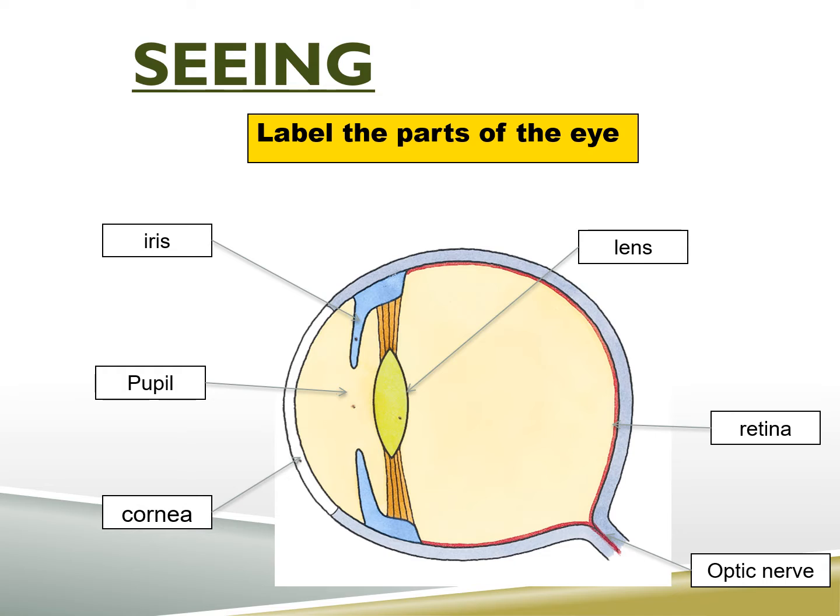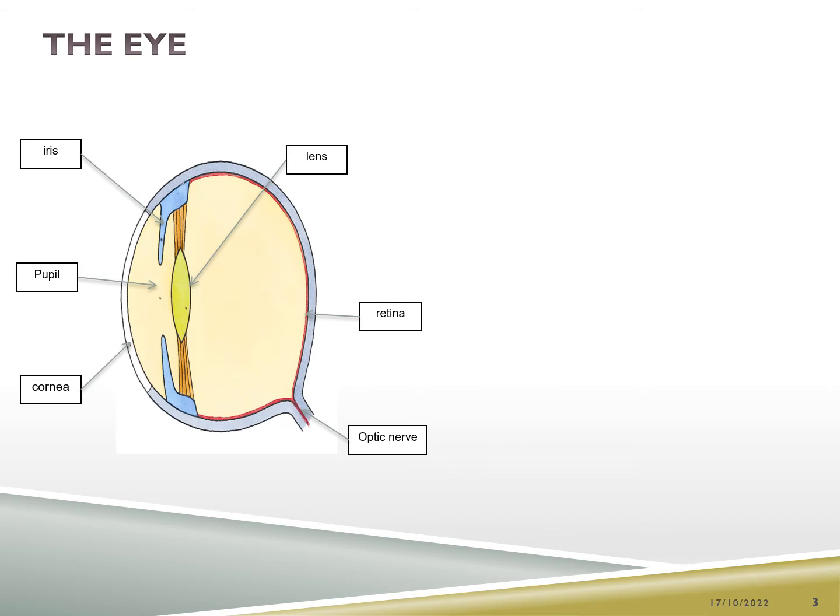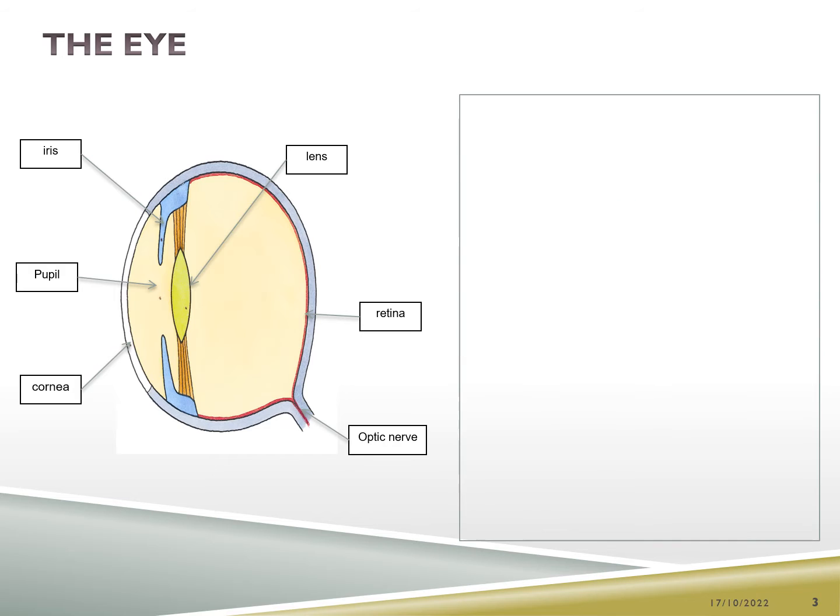The part that the light focuses on is called the lens. The lens is held by the suspensory ligaments. You then have the iris, the pupil, the colored part, the cornea, the retina at the back of the eye, and the optic nerve. What do all these different parts do for the eye?